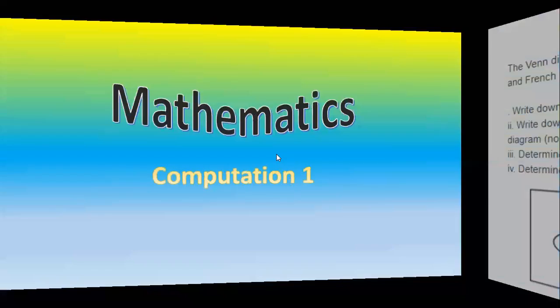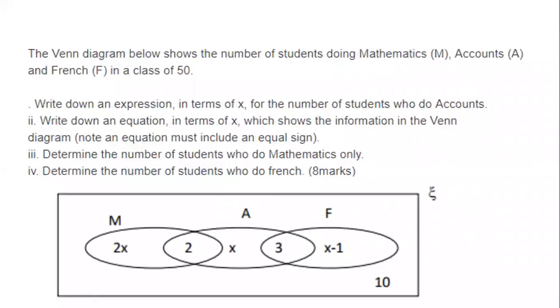So we're going to look at the first question that you got. It says the Venn diagram below shows the number of students doing mathematics, accounts, and French in a class of 50. Now, in the interest of time, I'll just go through the questions because I know that you have done them in your test already. It says write down an expression in terms of x for the number of students who do accounts. So first you're going to look at accounts, and I normally tell you that you must get familiar with the diagram first. Hope you have tried that.